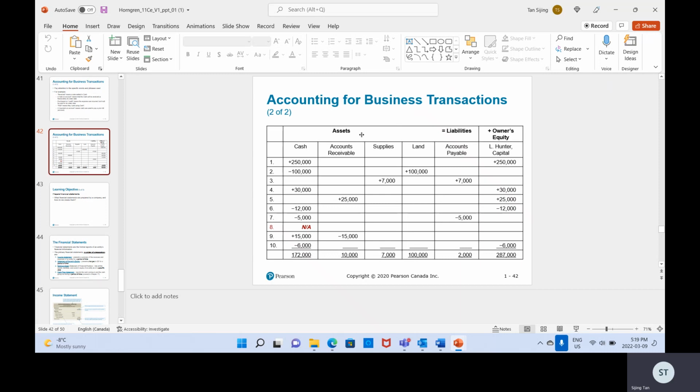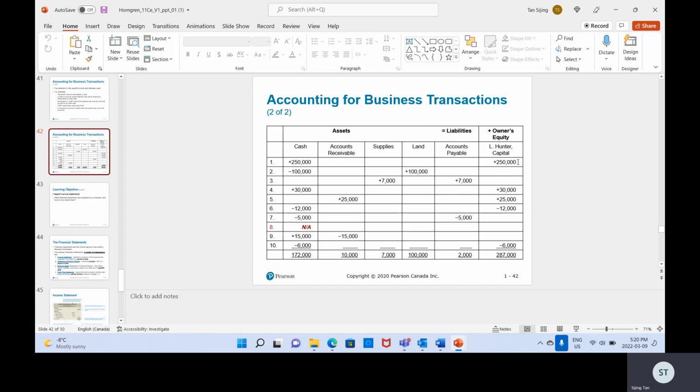This template shows assets equals liability plus owner's equity. Under the assets, you have cash, accounts receivable, supplies, land. Under liability, you have accounts payable, and under owner's equity, you have the capital. For example, in our first lecture, the owner invests $250,000 cash into the business. In this table, our cash increases $250,000 and our owner's equity increases $250,000. That is how this form is used for your practice in your exercises.